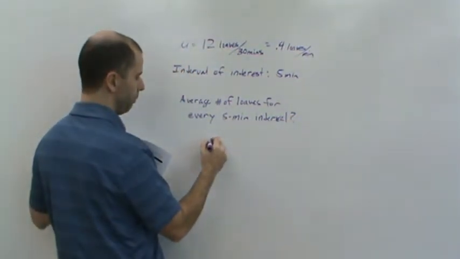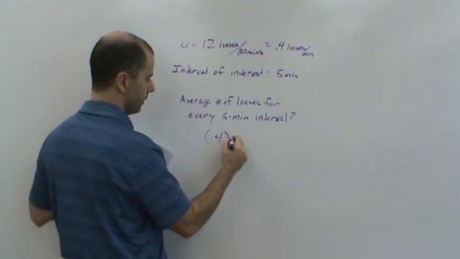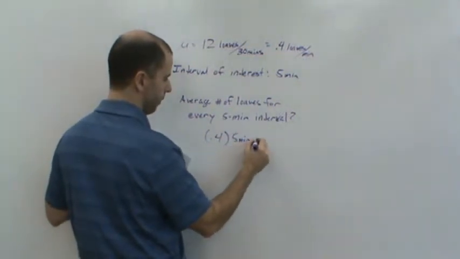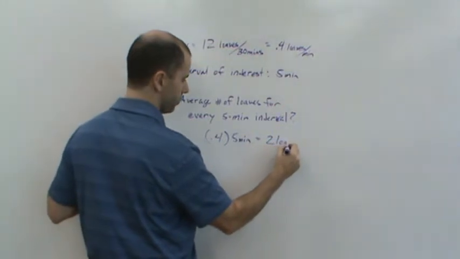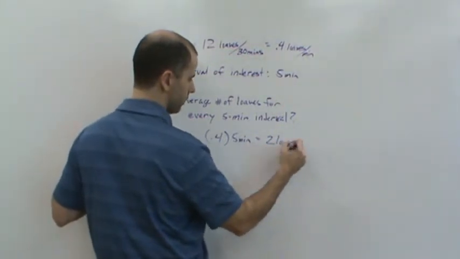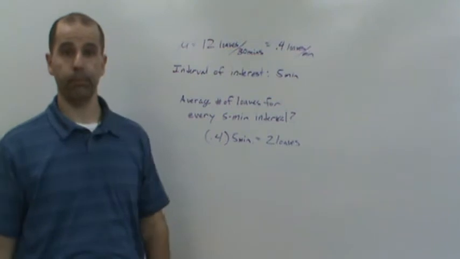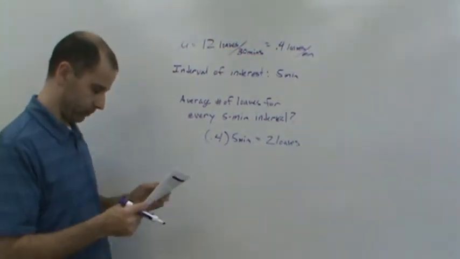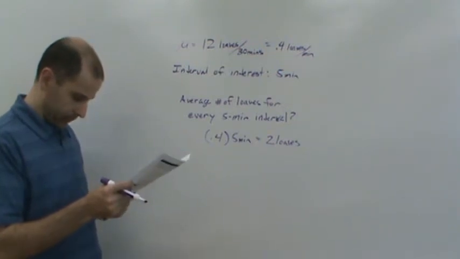Well, it's going to be 0.4 times 5 minutes, right? Which equals 2 loaves for every 5 minutes. That's it. So the answer is 2 loaves. Okay.